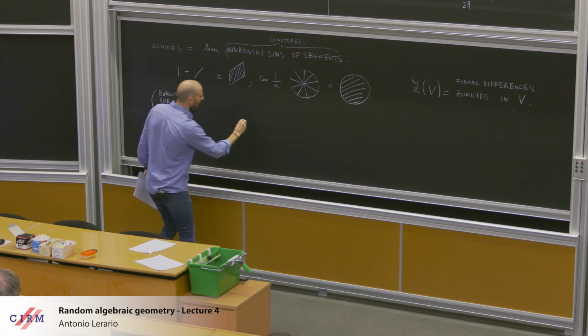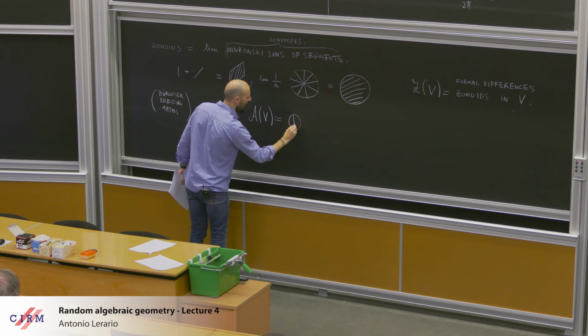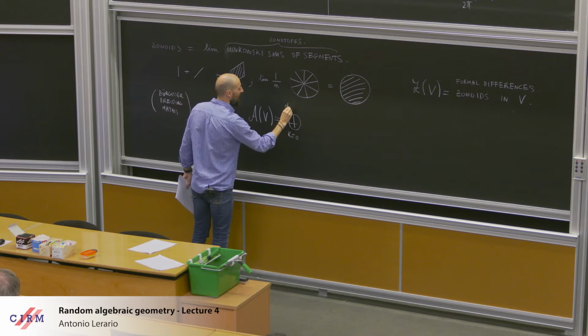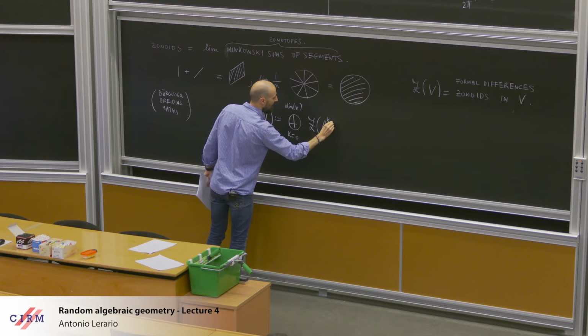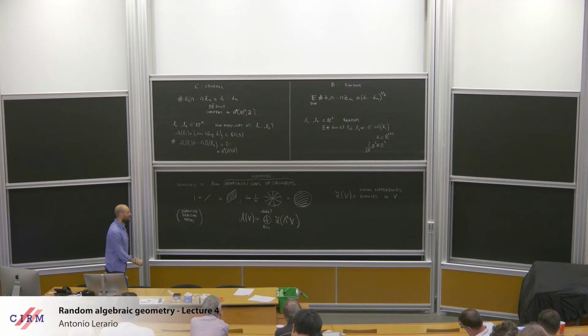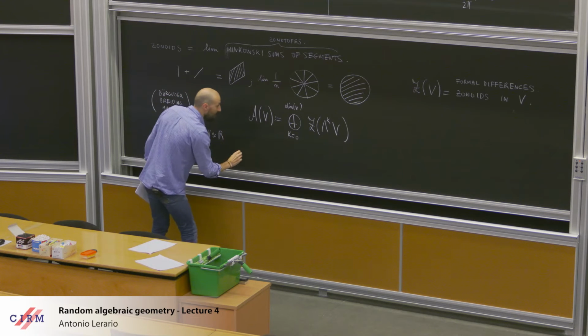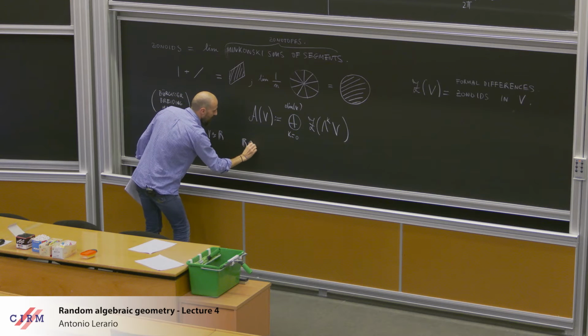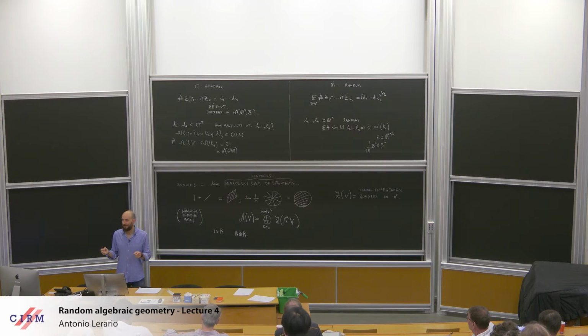So let me denote by A(V) the following. I take the direct sum from 0 to the dimension of V of zonoids in the kth exterior power of V. Look at this object. For instance, if V is R, what we have here is just R, because zonoids on the real line, so centered segments, are parameterized by just one number. Now we take formal differences of positive numbers, you just get R back again.